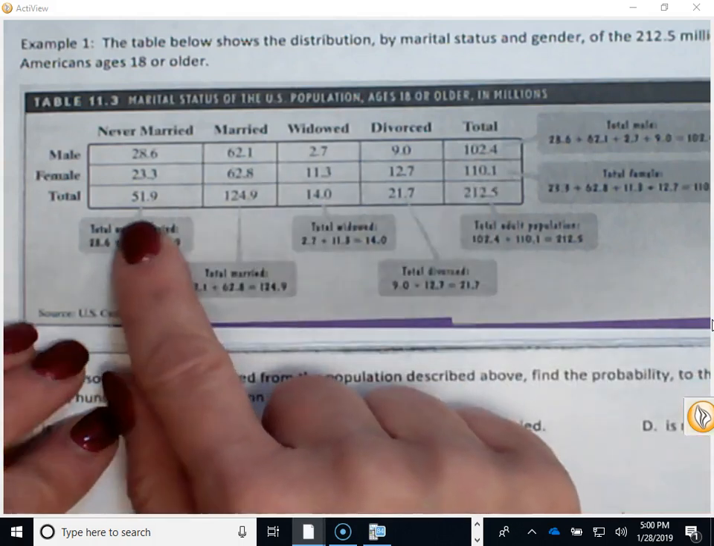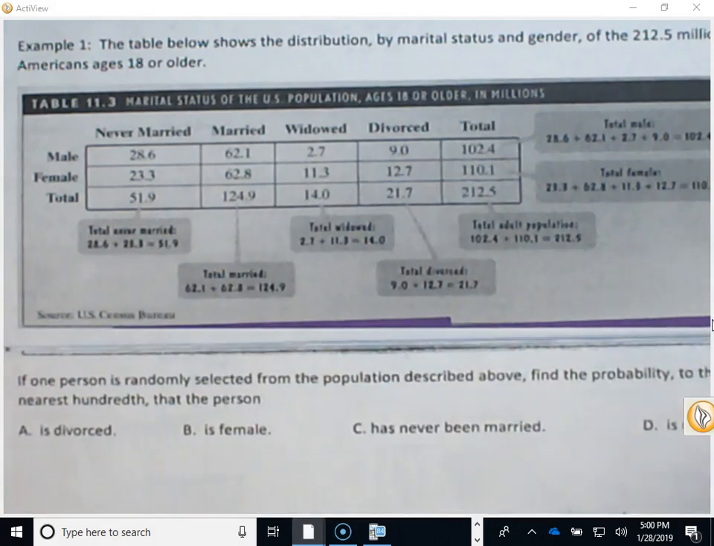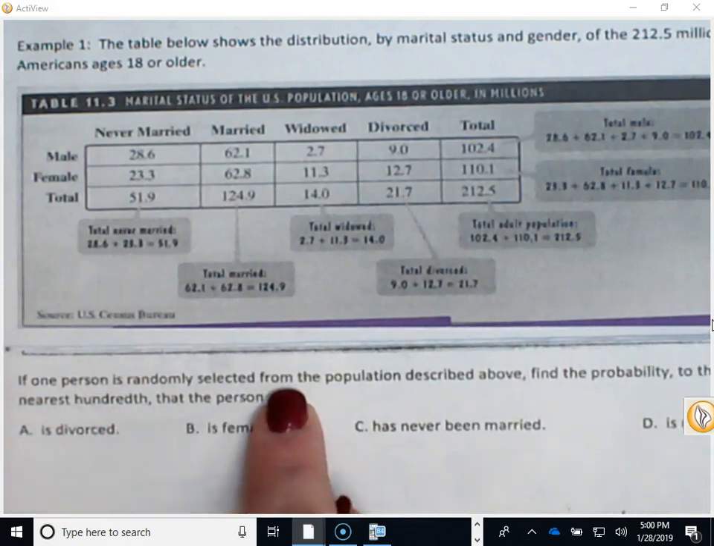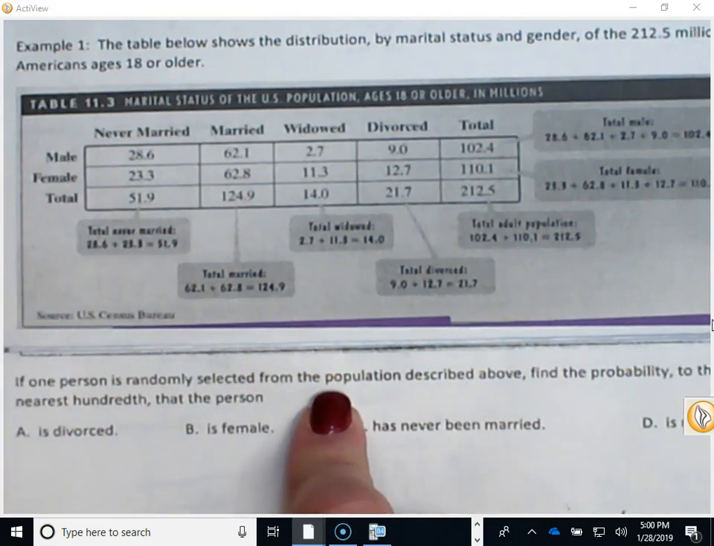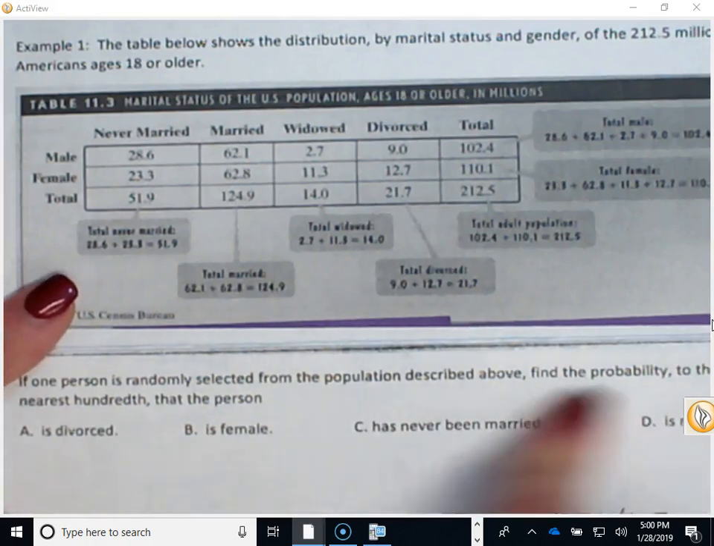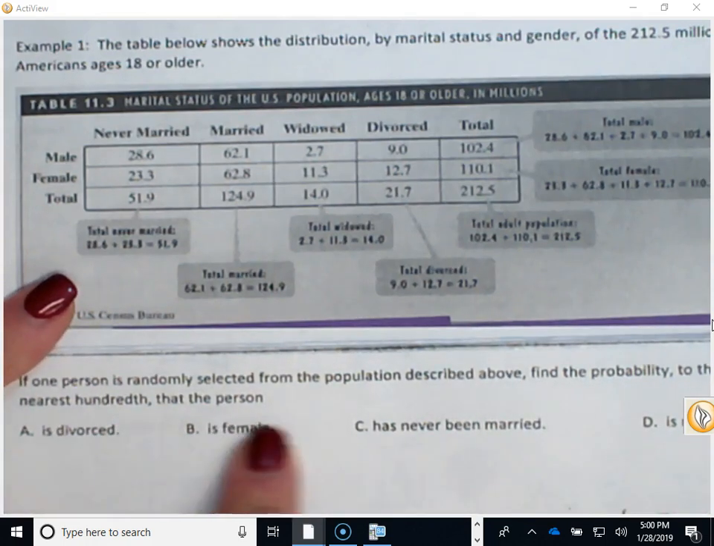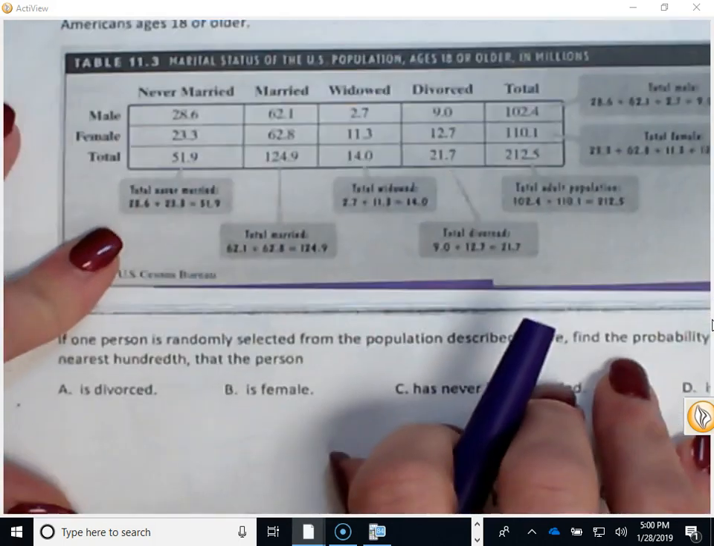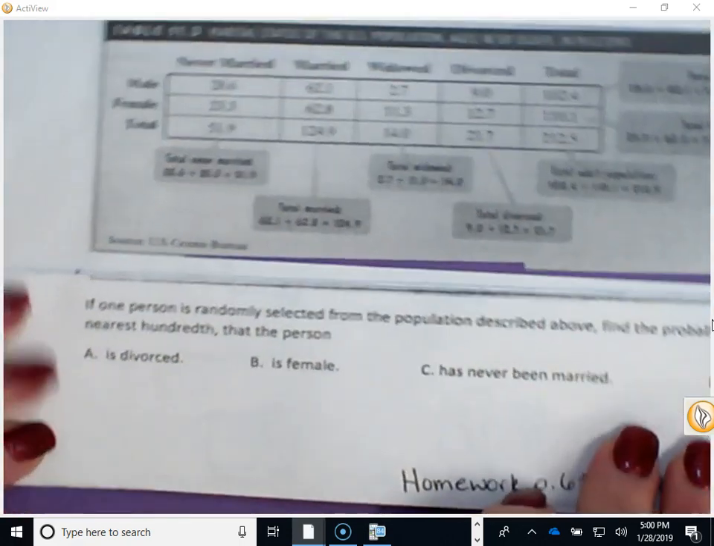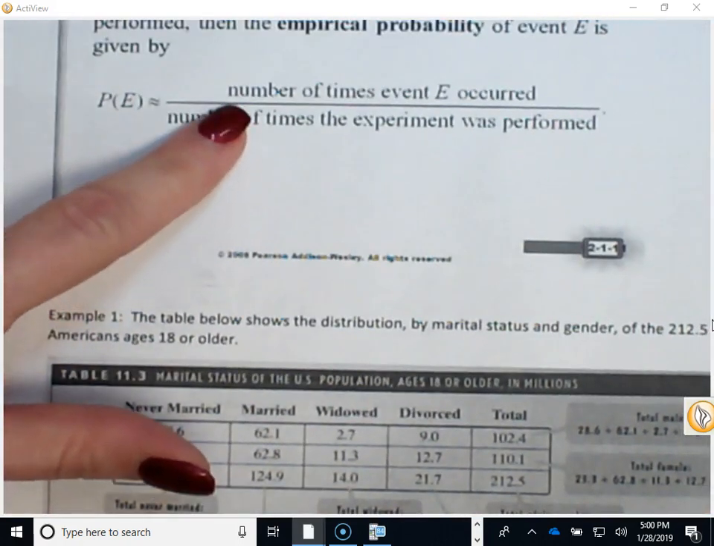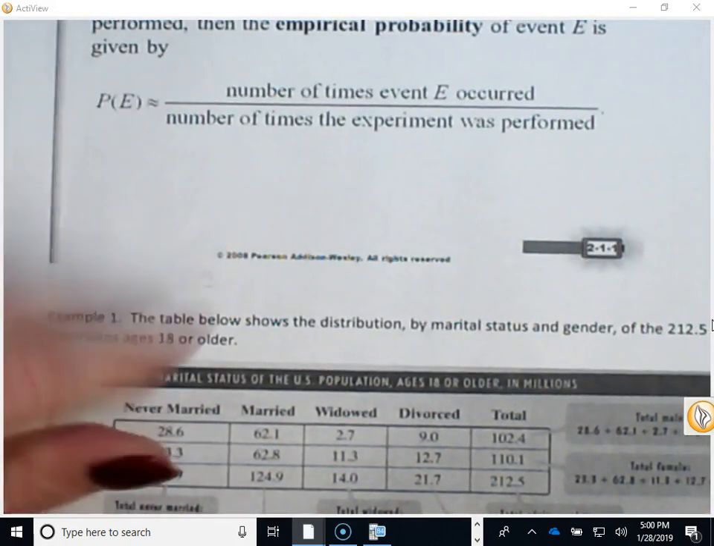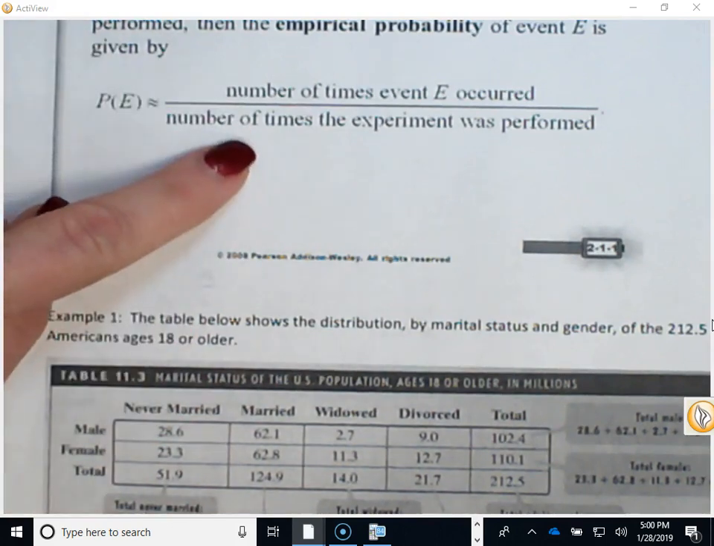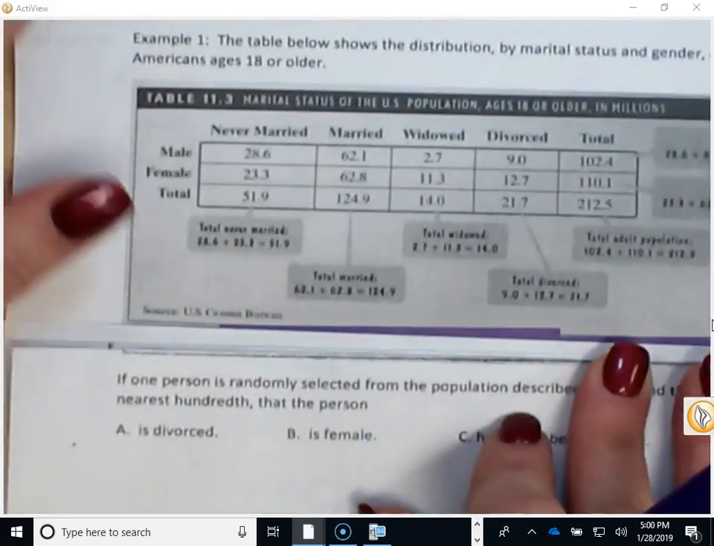All right, so the question down here says, if one person is randomly selected from this population of that 212.5 million, find the probability to the nearest hundredth that that person, A, is divorced, B, is female, and so on. So we'll do the first one first. So remember, when we're doing empirical probability, and go back to the formula, it's going to be the number of times that event occurred that they're asking me about over the number of times the experiment was performed.